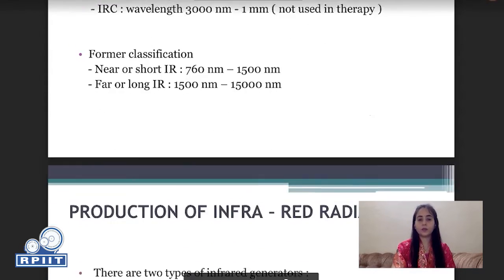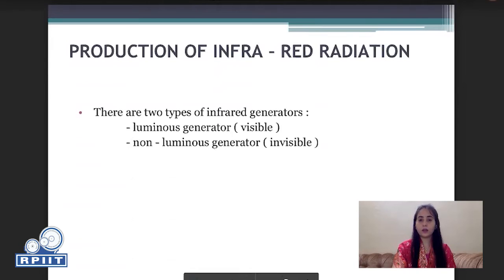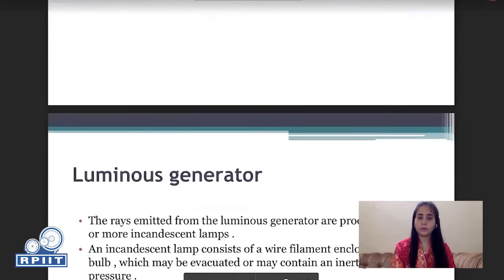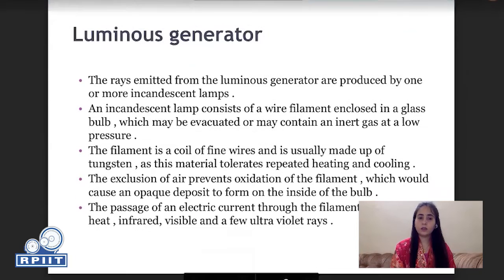Production of IR: there are two types of IR generator, luminous generator and non-luminous generator. Luminous generator is the visible generator and non-luminous generator is the invisible generator. Luminous generators: the rays emitted from the luminous generator are produced by one or more incandescent lamps.